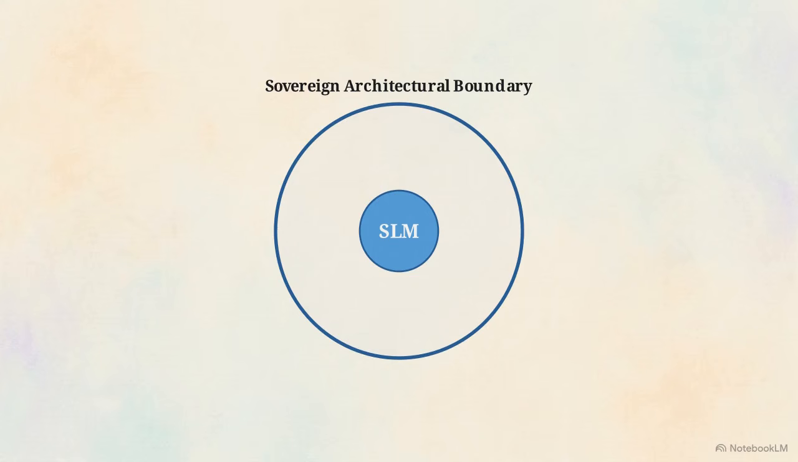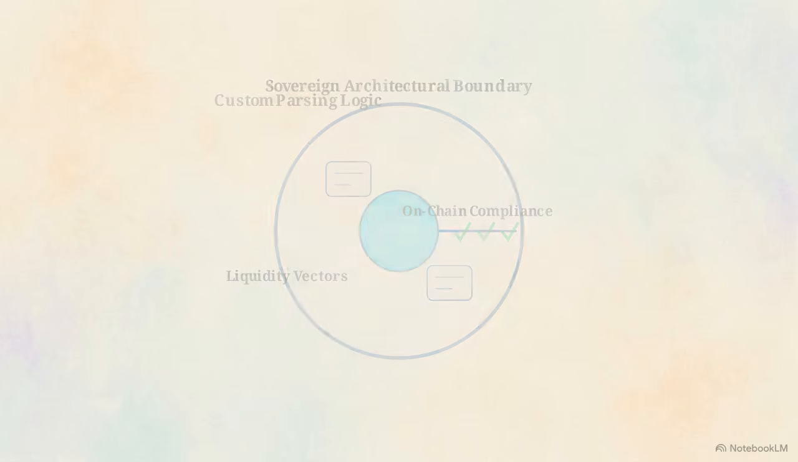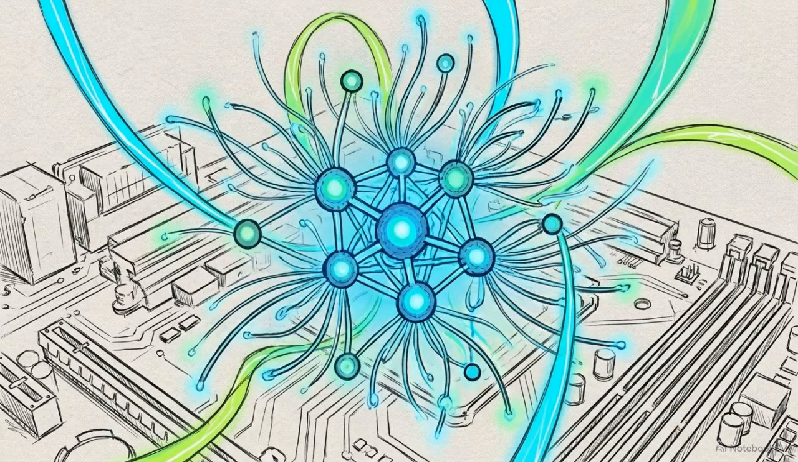Next, we write custom parsing logic, commanding the SLM to track cross-border liquidity vectors. The model constantly reads variables to maintain high transaction speeds, simultaneously mapping every operation against strict on-chain compliance metrics to ensure validity. Embedding the model locally shifts it from a passive tool into an active part of your execution engine, capable of making parsing decisions in milliseconds.